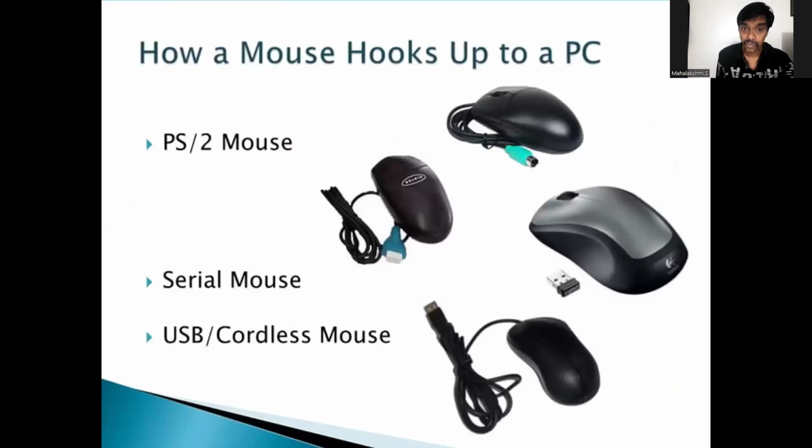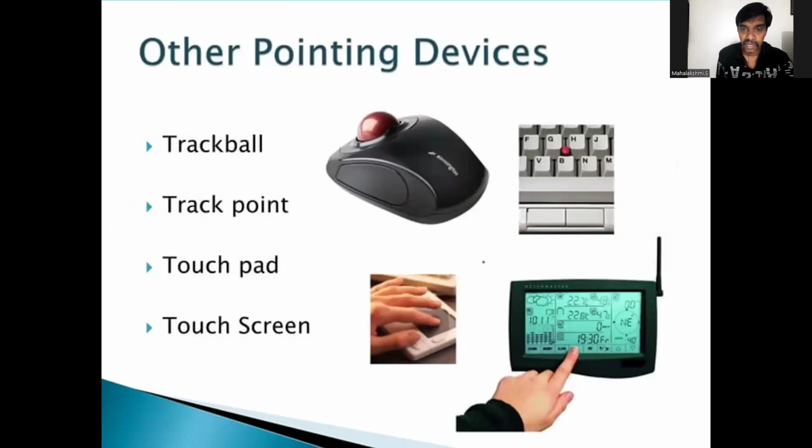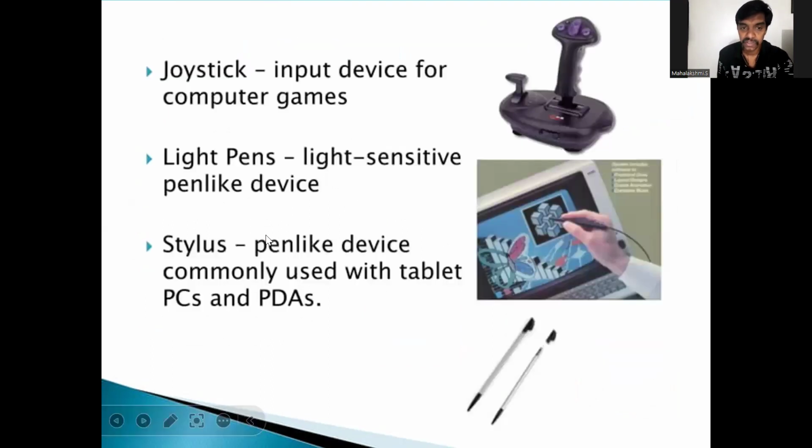And how your mouse hooks up to your PC: it looks like this PS/2 mouse, a serial mouse, or the USB mouse. These are the different varieties of mouse which have been used with the PC. And other pointing devices like trackball, trackpoint, trackpad, and touch screen look like this. So it has been shown here in terms of figures. And joysticks look like this, and light pens. Nowadays we are using each and every one. And the stylus pen, which has been used in tablets.